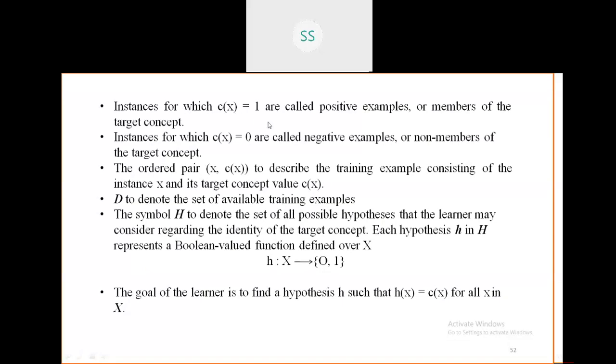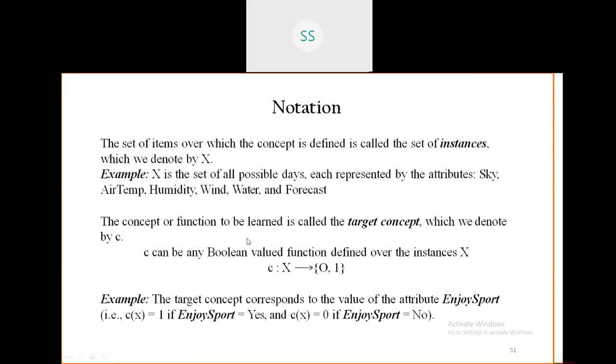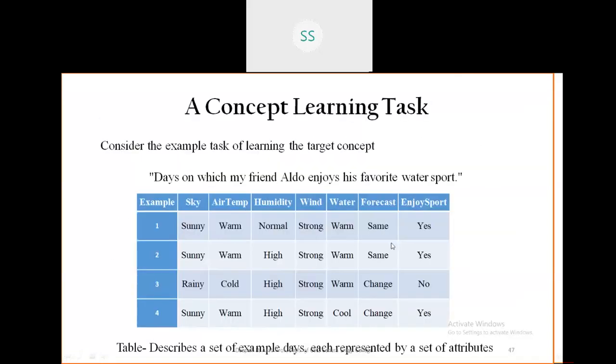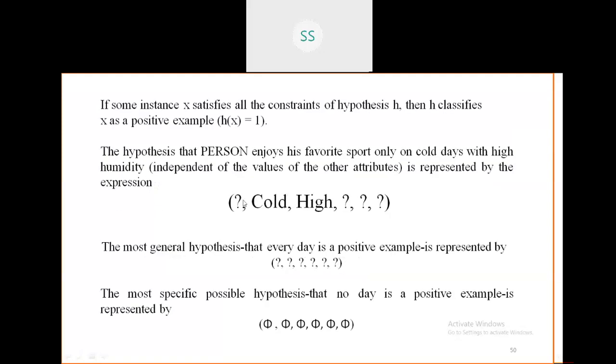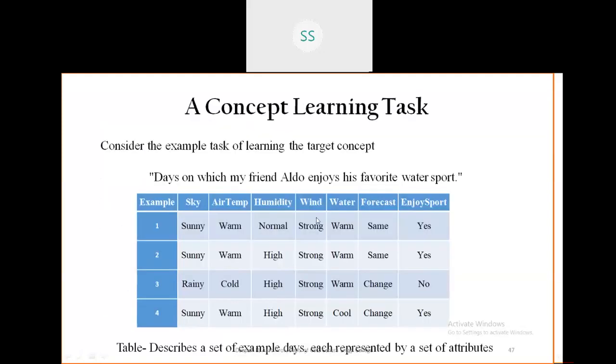Instances for which c of x equals 1 are called positive examples, or the members of the target concept. With this example, how many positive examples do you have for this particular hypothesis?